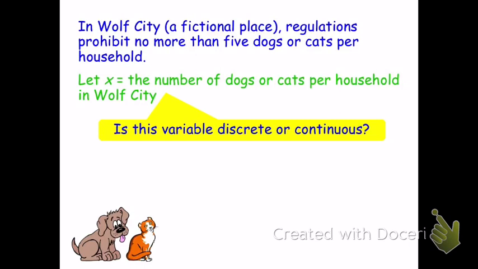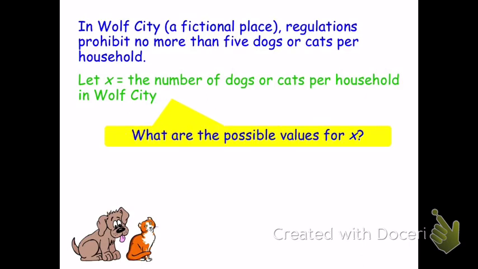So is this variable discrete or continuous? It is discrete. Why is it discrete? Because you're counting. You're counting the number of dogs or cats. You can't have half a cat. No, you cannot break dogs and cats down.